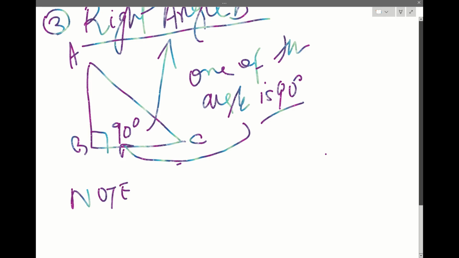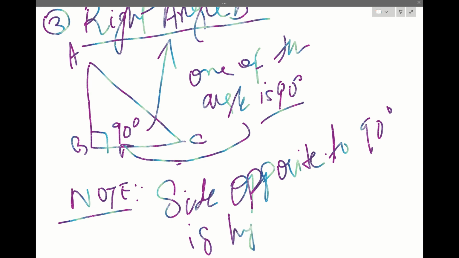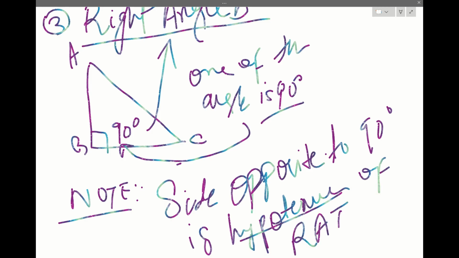And in the right angle triangle, always the side opposite to 90 degrees is the hypotenuse of the right angle triangle. Let me show you. Right angle triangle: in the right angle triangle, the side opposite to 90 degrees is the hypotenuse of the right angle triangle.